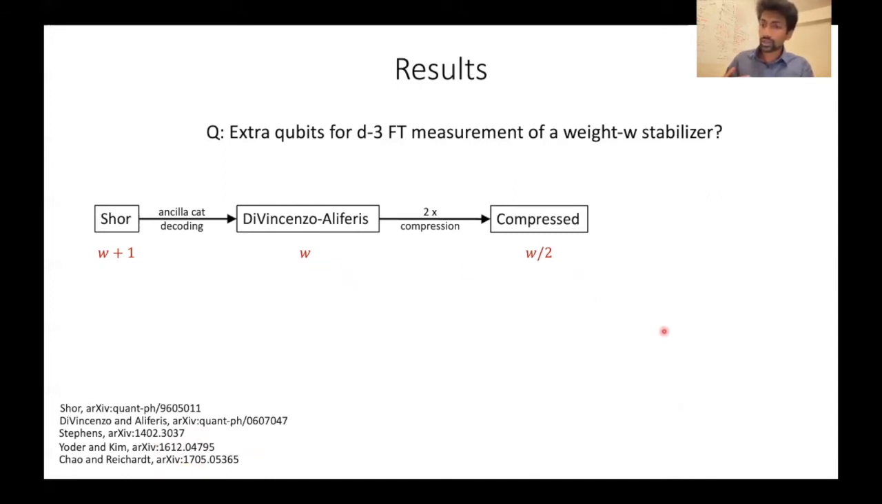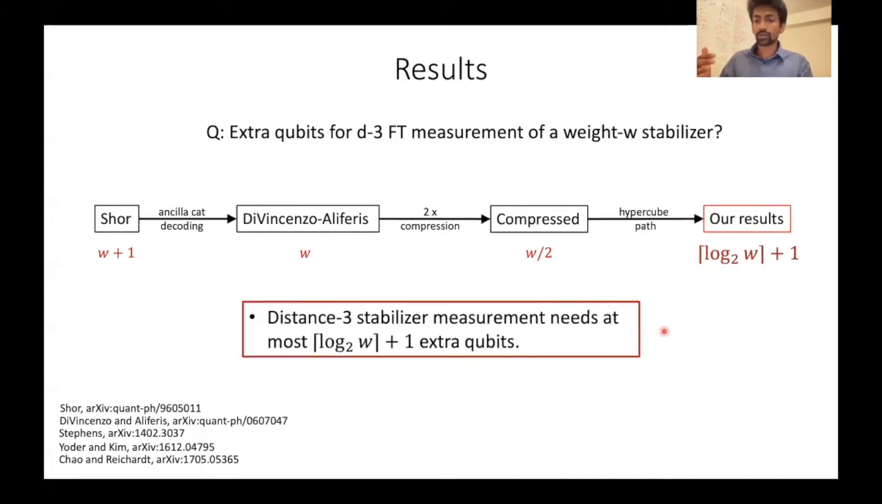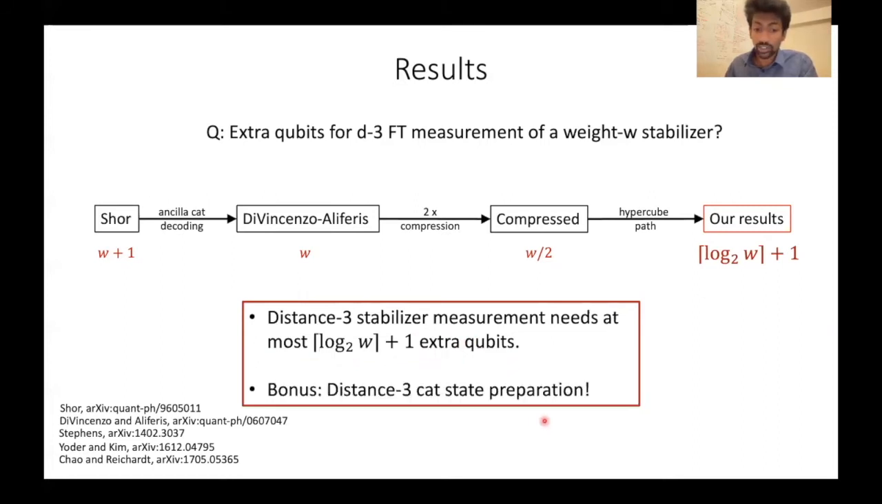And using our new techniques of traversing paths through the hypercube, we can show that you can get a logarithmic overhead. So distance-free stabilizer measurement, in fact, just requires log W plus 1 extra qubits. And as a bonus, we get distance-free cat state preparation. So let's go through each of these different protocols and see what tricks were used to move from the Shor scheme to our results. Let's start with the Shor scheme.